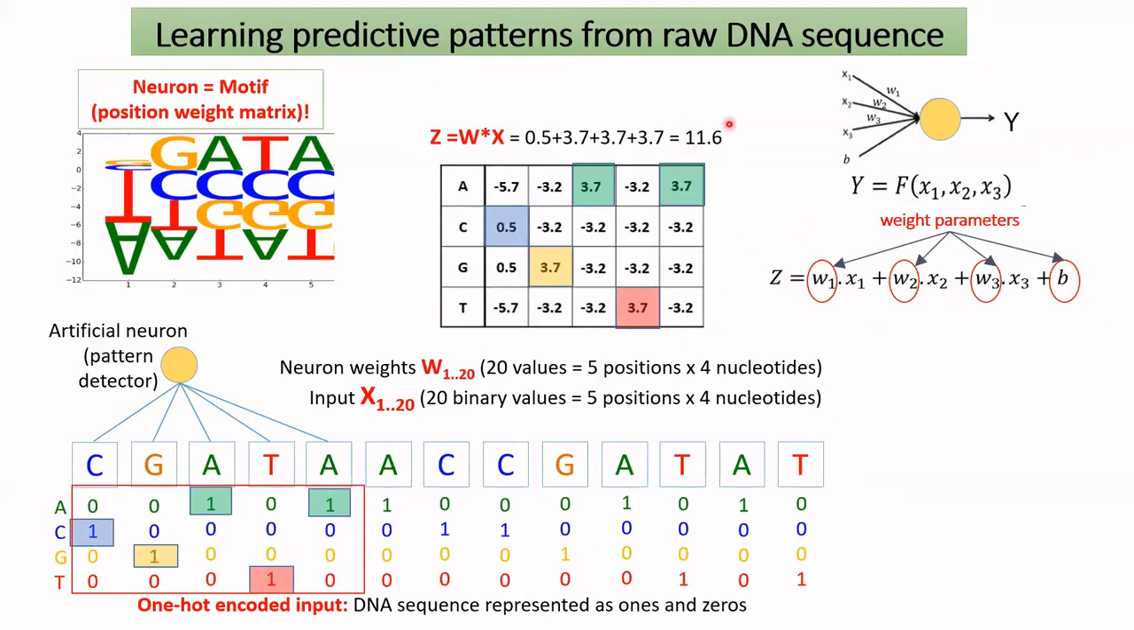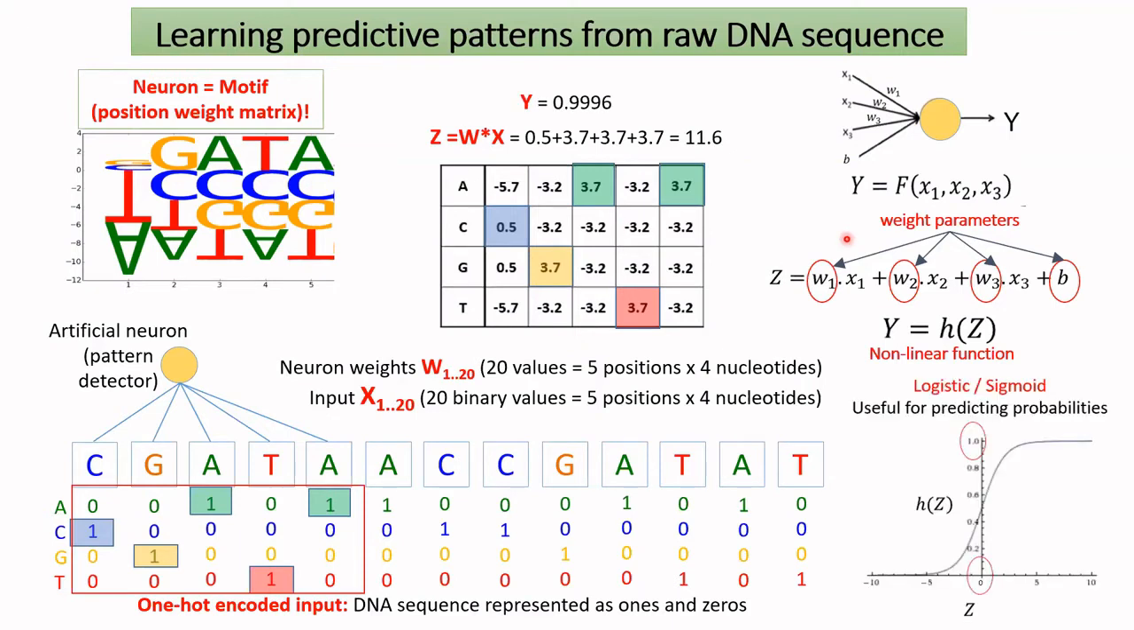We get a score of 11.6, telling us that this input sequence is a very good match to the weights encoded by this neuron. And then, of course, you can take this linear combination and push it through a nonlinearity. A commonly used nonlinearity for predicting binary outputs is a logistic or a sigmoid, which just squashes this linear output into the range of 0 to 1. In this case, you can see it squashes it to 0.996.